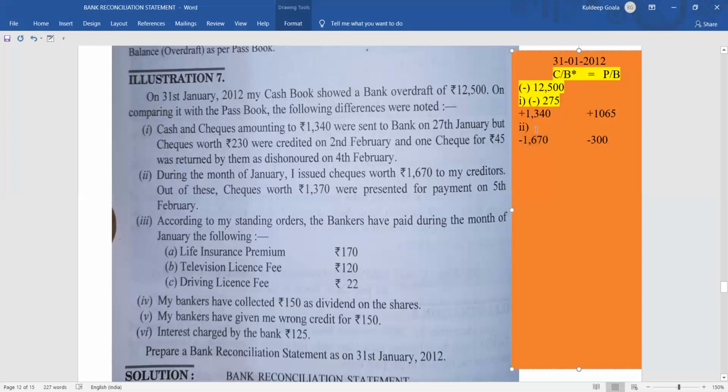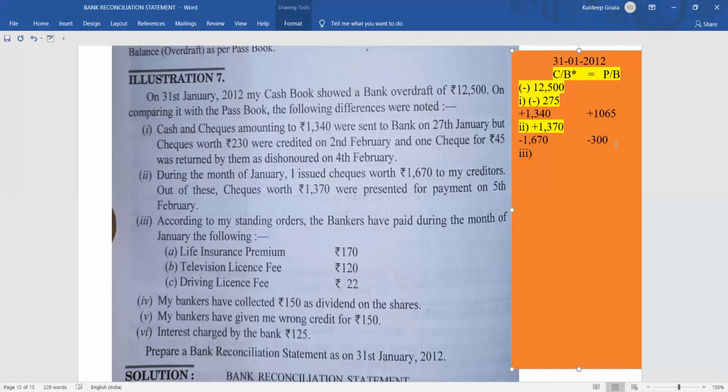So what will you have to add? We'll add 1370. Now you can see both the sides are the same. Minus 1670 plus 1370, the answer is minus 300. So both the sides, minus 300, are the same now. Clear? Now coming to the third one.